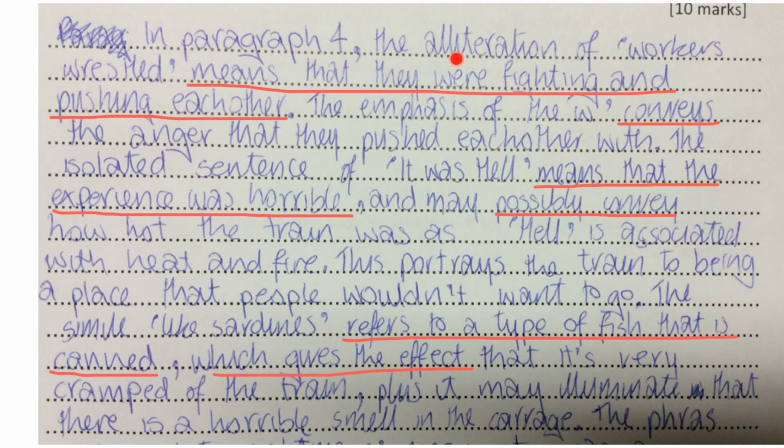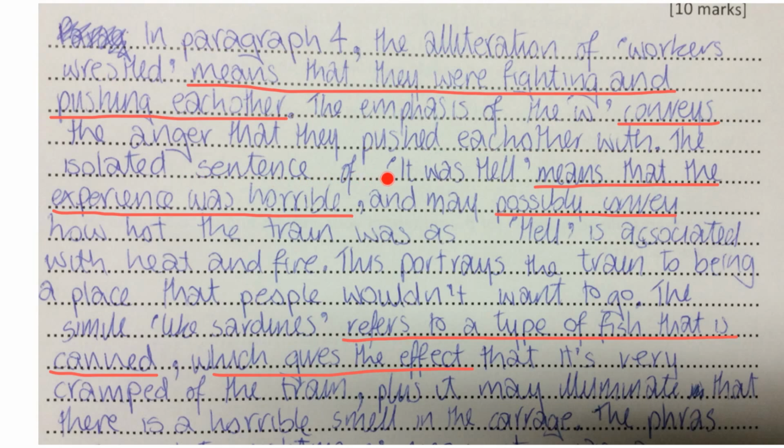In paragraph 4, the alliteration of workers wrestled means that they were fighting and pushing each other. So by using the word means, she's forced herself to give the dictionary definition of wrestling. So fighting and pushing each other. Okay, the emphasis of the W conveys, so this is the word she's using to say the effect on the reader. The anger that they pushed each other with. So she's probably got the marks there. She's given the effect, which is anger. Then she goes on to her next quotation.